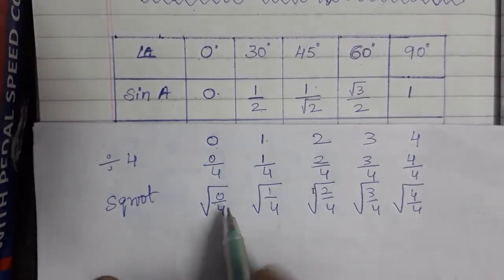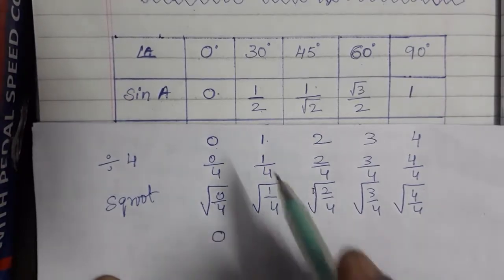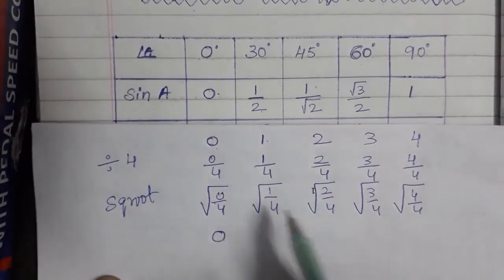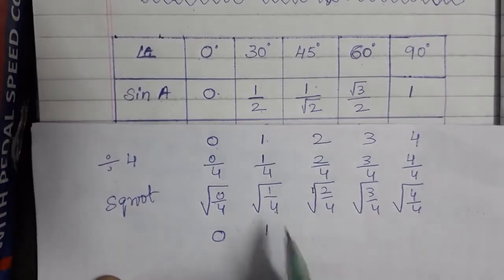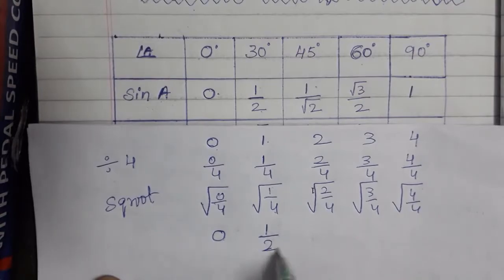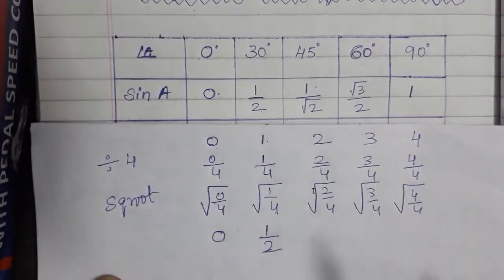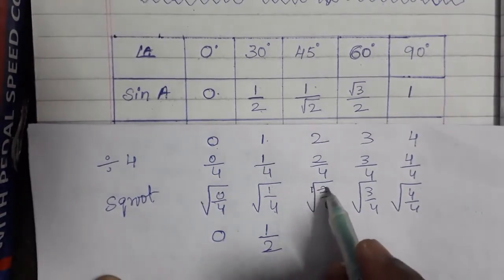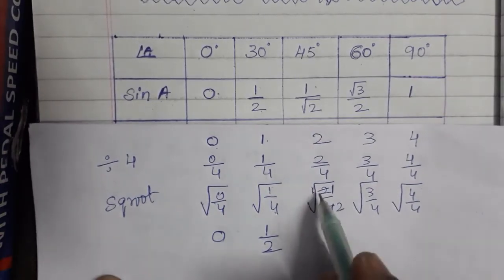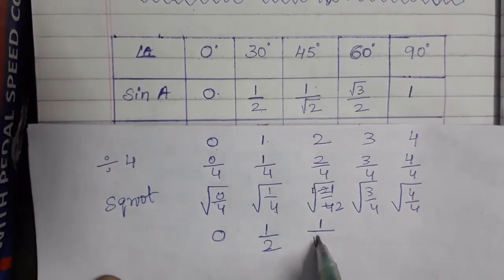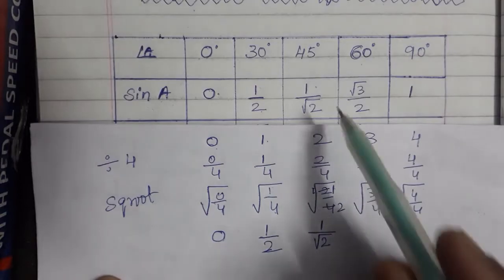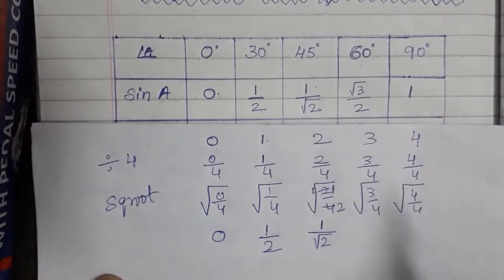You simplify and check. 0 by 4 is 0, so square root of 0 is 0. You can notice sin 0 is 0. Then 1 by 4: square root of 1 is 1, square root of 4 is 2, so 1 by 2. This is the sin 30 value. Now here you can notice square root of 1 is 1, but there is no square root of 2, so I will write square root of 2 as it is. Now you got sin 45 as 1 by root 2.